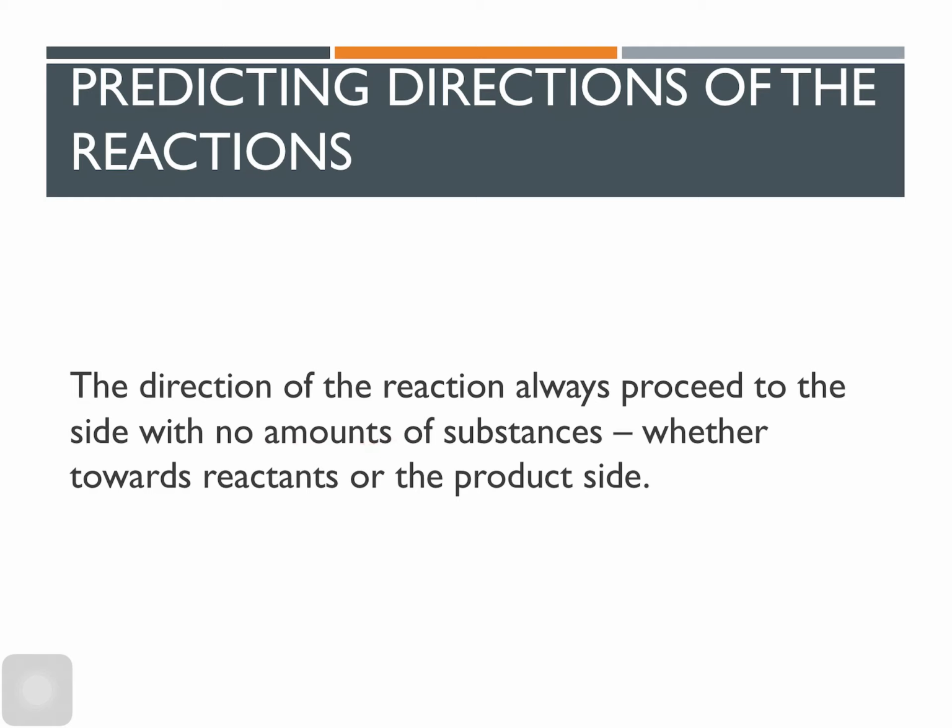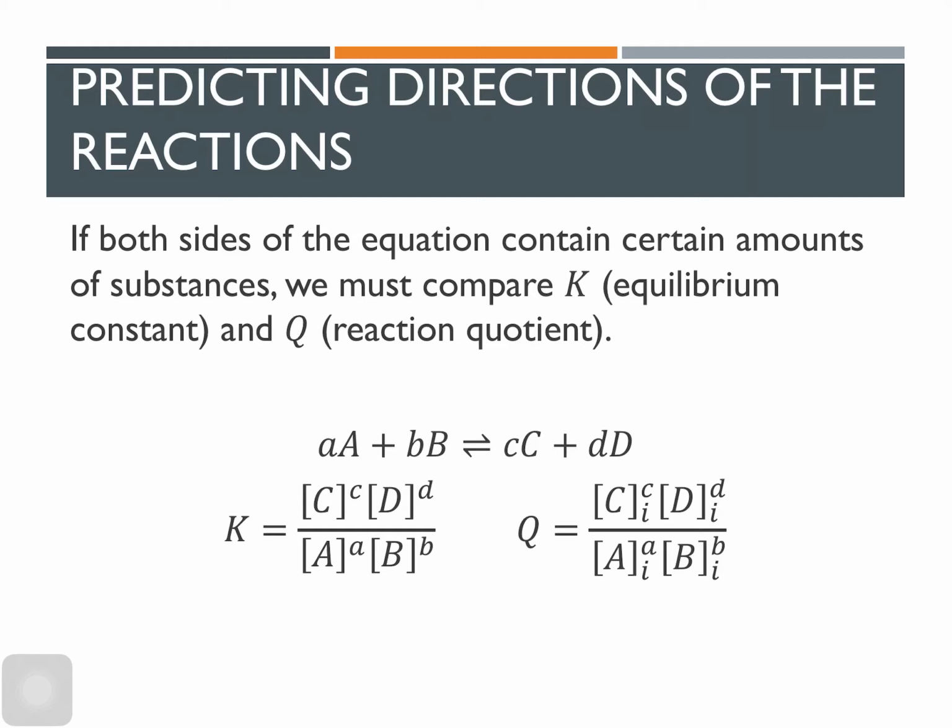However, the problem is, what if both sides of the equation have certain amounts of substances? Let's say for the reactant side we have this concentration, and for the product side we have this concentration. What do we do next? In order for us to answer where the reaction is going, we have to use another equilibrium constant expression, which is called the reaction quotient Q.